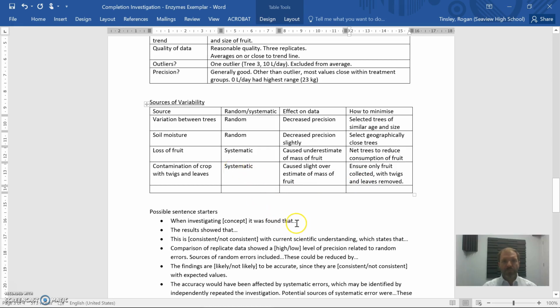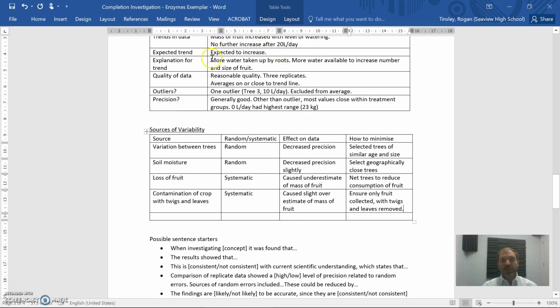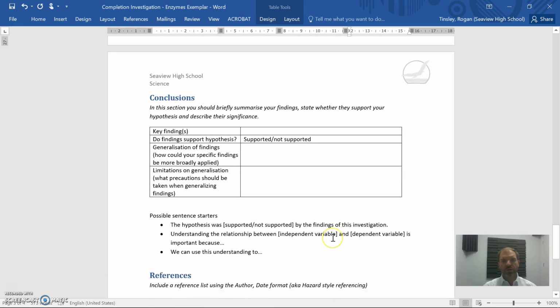for your discussion. So once you've talked about the trends in the data and explained them, and looked at the quality of your data and sources of variability, you're ready for your conclusions. So here, what we want to do is summarize the key findings, say whether the hypothesis was supported or not. So our data support the hypothesis that increase in the level of watering will increase the mass of fruit produced.